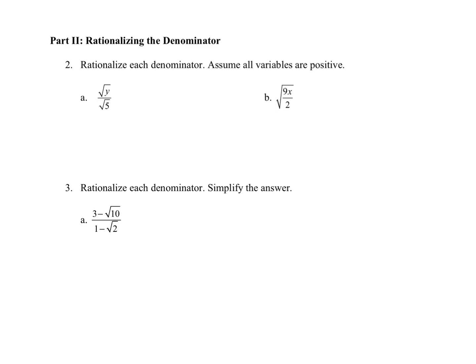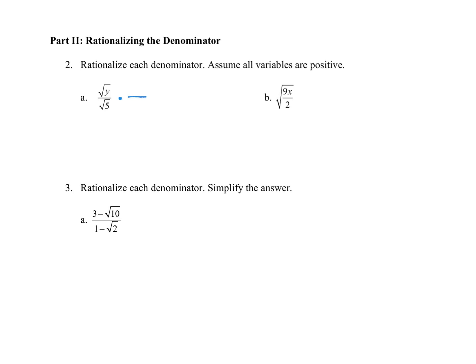In this video, we will be rationalizing the denominator, which is where we take fractions that have radicals in the denominator and we eliminate the radicals from the denominator. If you just have one term in the denominator that has a radical, all we need to do is multiply the fraction by that radical over itself.